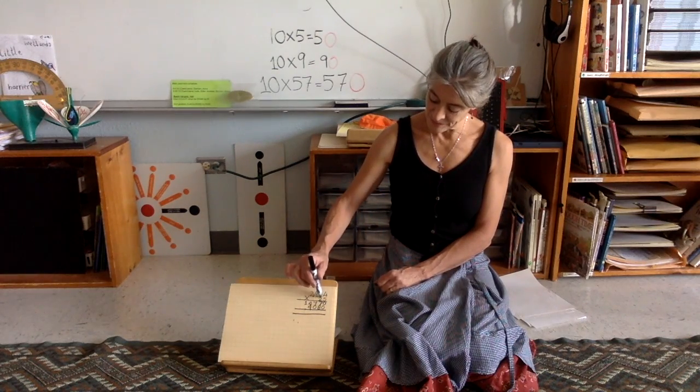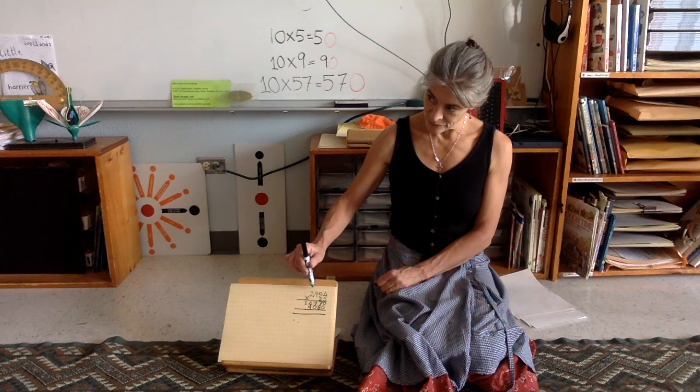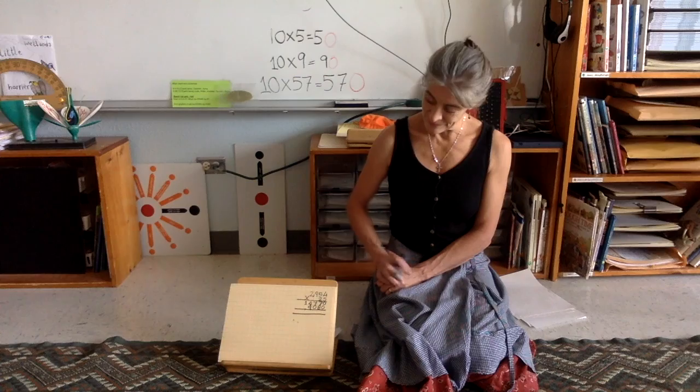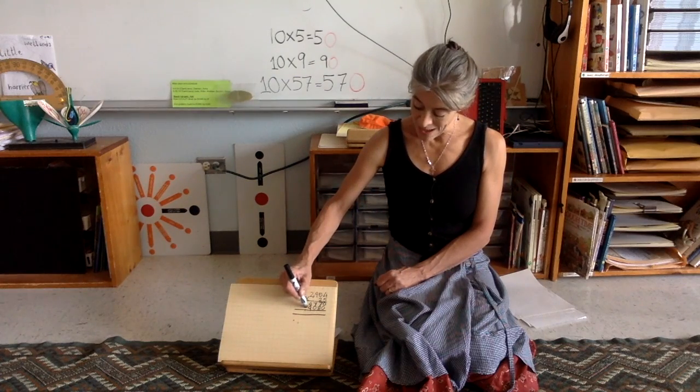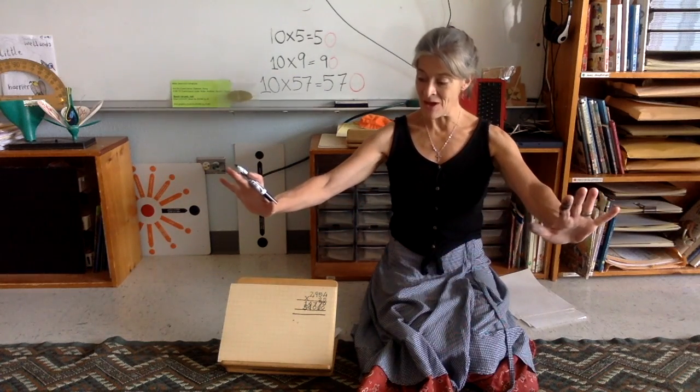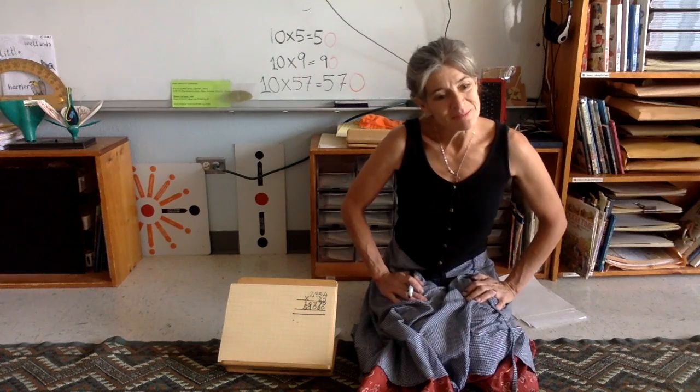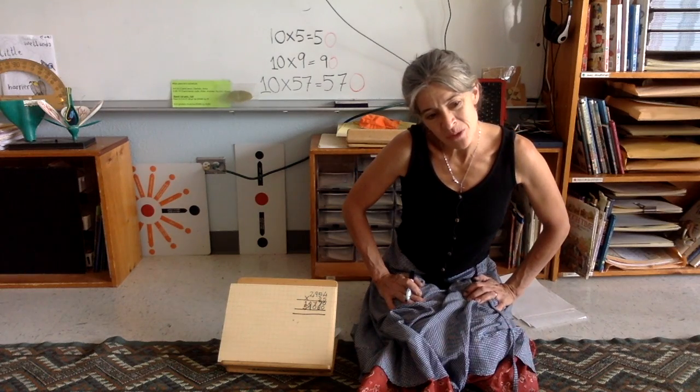Back to the 2. 2 times 2 equals 4. Plus 1. 5. Okay, now let's add it up. Xavier, you up for adding these 2 partial products?